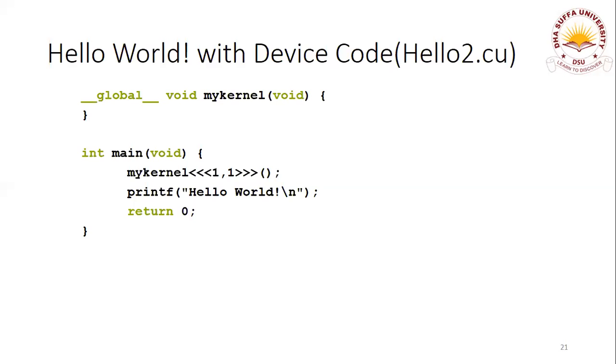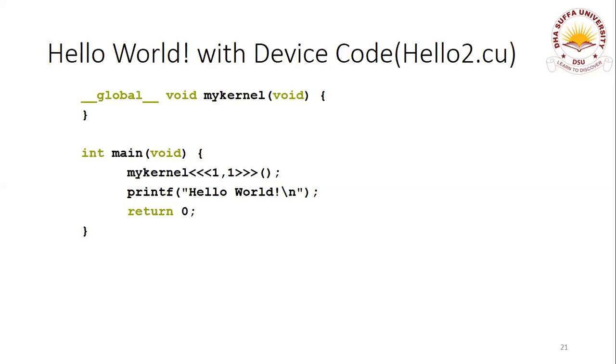And then we have the kernel configuration. Whenever we call a function, we just write the function name, opening bracket, parameters, closing bracket. But when you are calling a device function, you have to give this execution configuration, which is written in a format: three opening angle brackets and three closing angle brackets, and in between you provide a number, that is the number of blocks and the number of threads. And then we have a simple printf hello world, and that's it.